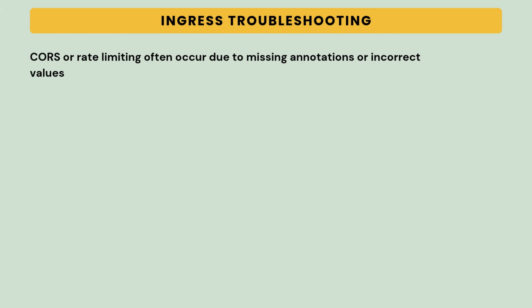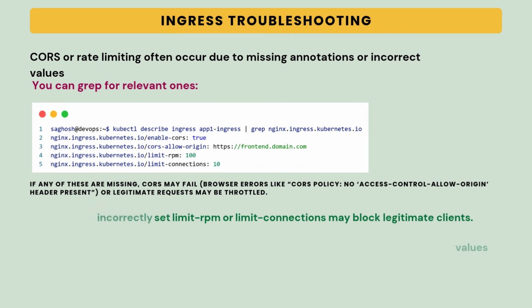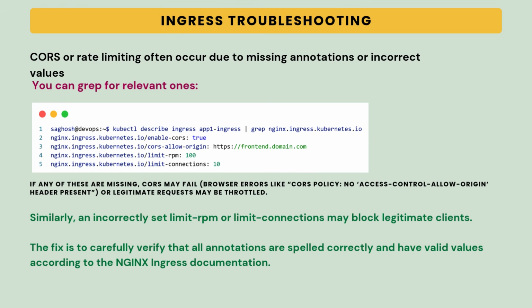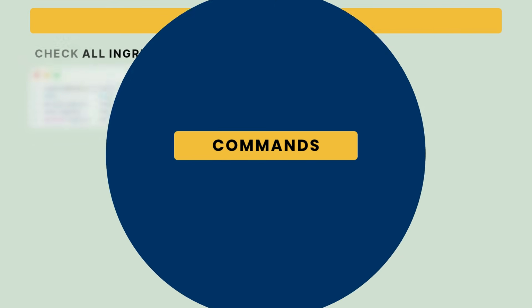Finally, the last issue that we are going to discuss is the issue with CORS or rate limiting. This often occurs due to missing annotations or incorrect values. For example, if CORS headers are misconfigured, the browser will block cross-origin requests. Similarly, an incorrectly set limit-rpm or limit-connections may block legitimate clients. The fix is to carefully verify that all annotations are spelled correctly and have valid values according to the NGINX Ingress documentation. So now let's discuss the top 3 Ingress commands that will be very helpful to us.